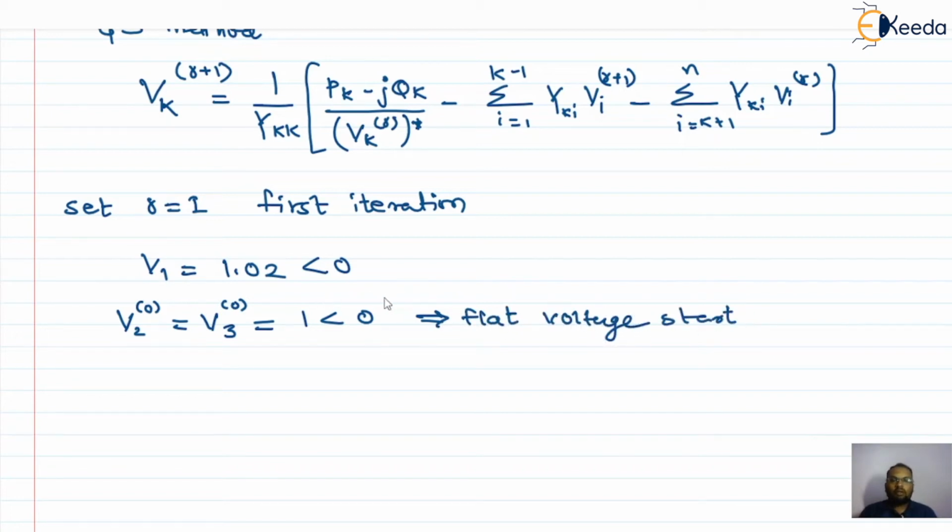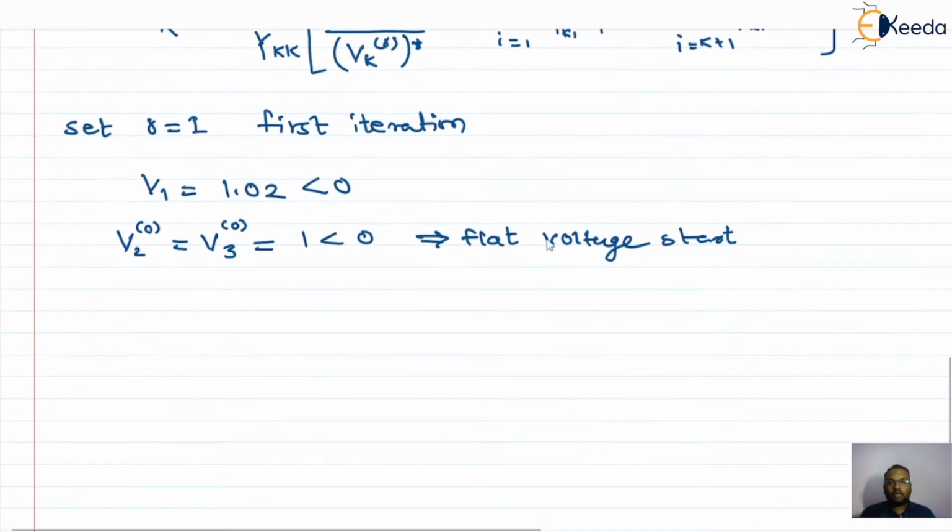Okay, so this is called a flat voltage start or the flat voltage profile. We have assumed these values. This is not going to be the same; this is just the assumed value. Now with this assumed value, we will use these formulas to get the actual values.